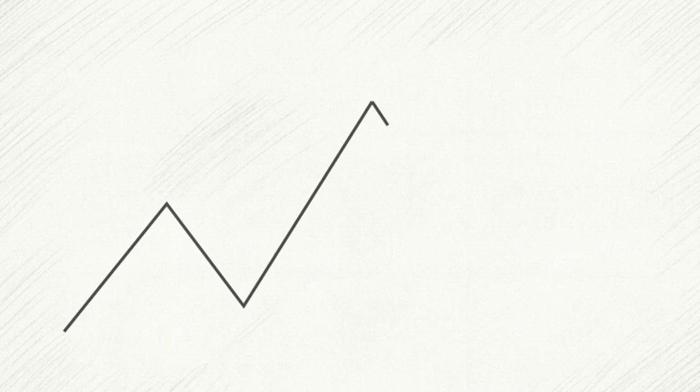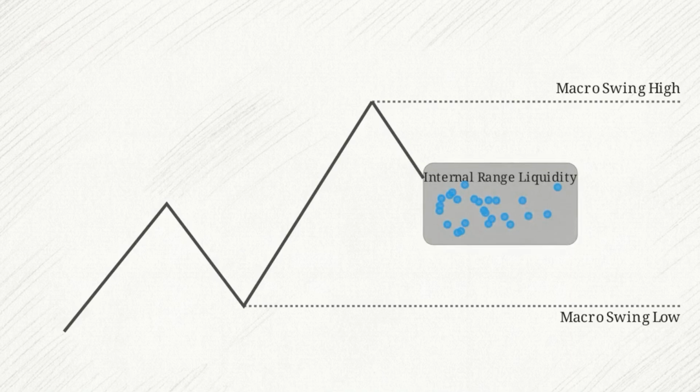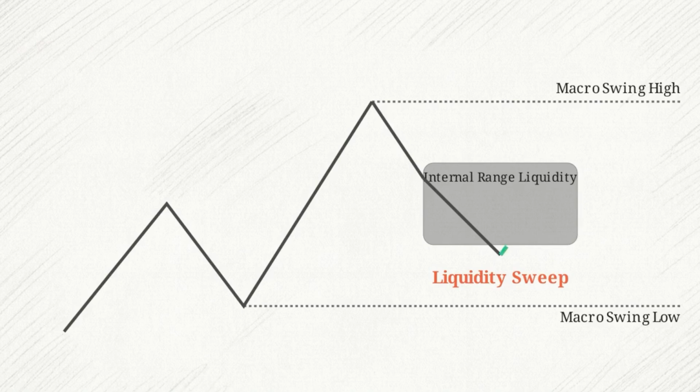Next is the rule of the sweep. Look at this chart where a bullish trend takes a breath. The price pulls back downward, moving away from the external boundary to hunt the internal range liquidity sitting between the macro swings. As long as the macro swing low holds firm, targeting this internal zone indicates a liquidity sweep. The algorithms are pulling price back to grab internal orders before resuming the true upward trend.